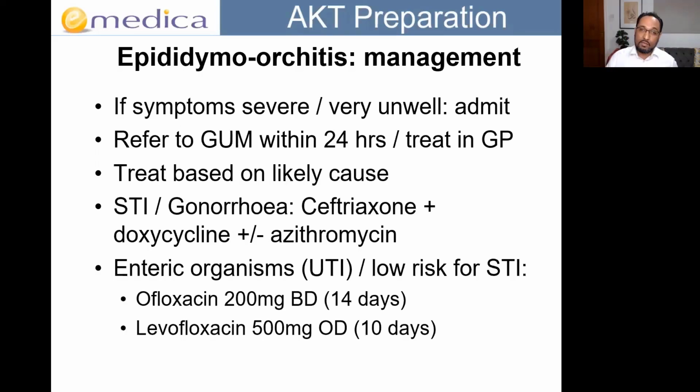in torsion. And in terms of management, if the patient was septic, systemically really unwell, very high fever, sweating, maybe, you know, really unwell, you might admit them because they might need IV antibiotics and so on. Generally, if they're willing to go to see GUM clinic and you thought that they had the STI variant, you'd want to refer so that they can get a full workup and be tested for these things. But sometimes patients don't want to go, in which case we can treat them in GP.